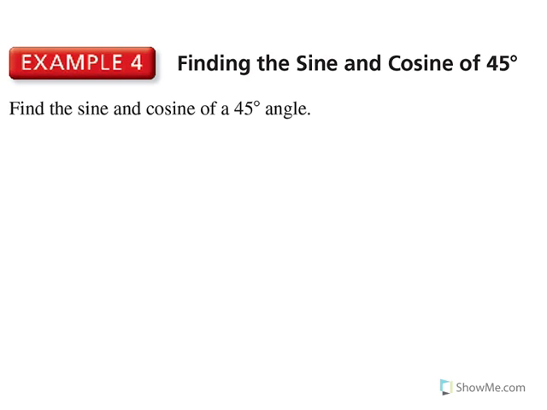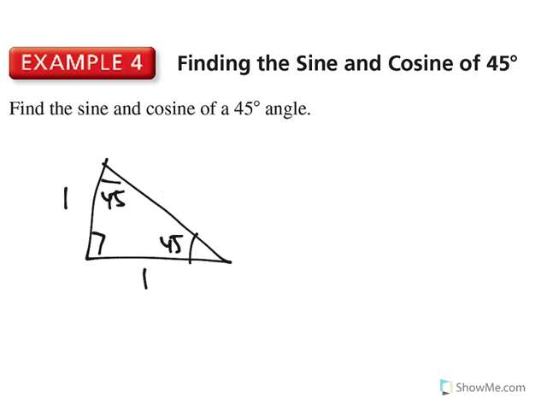In example 4, it tells us to find the sine and cosine of a 45-degree angle. Remember, a 45-degree angle would tell us that it's a special right triangle again. So when I have a special right triangle, I have this 45, 45, 90, and my side lengths are x, x, x square root of 2. But if I plug in a 1 for x, I'm just going to do 1, 1, and then the square root of 2. If I use this one as my reference angle, it doesn't really matter. That would make this my opposite, this my adjacent, and then my hypotenuse.